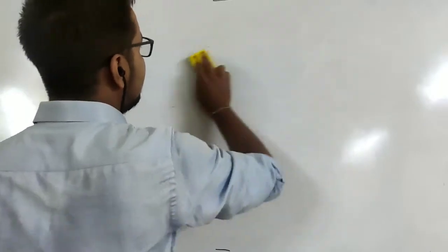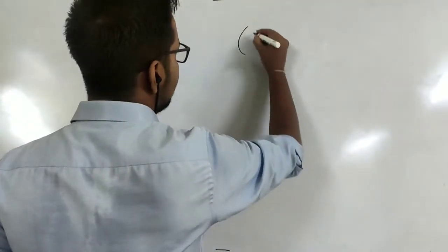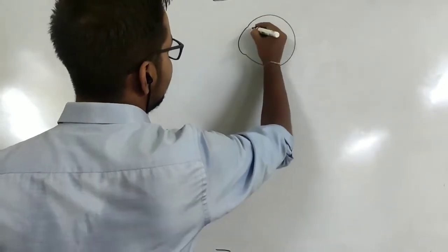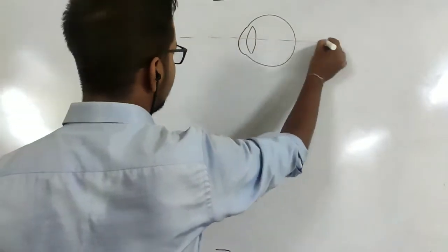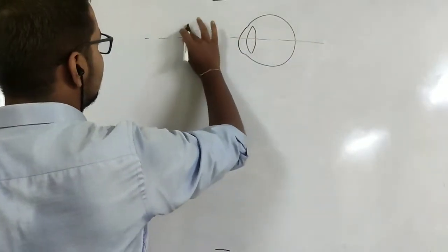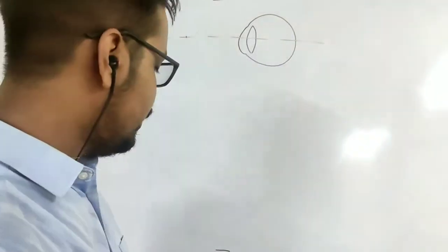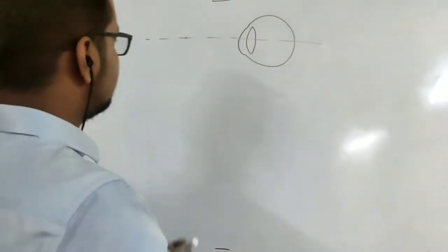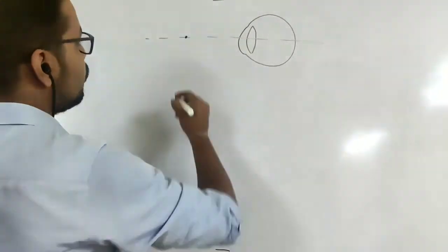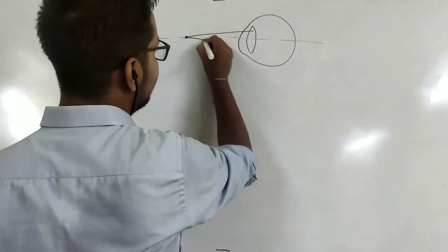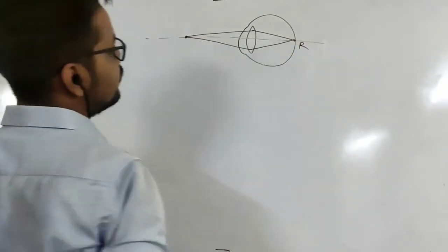So let me draw another image of the eye, a rough diagram, and see what happens. Suppose this is our eye. Well, here is the lens. Again, in case of a normal eye, as we have seen what happens. In this case we will not use a point far away. We will use a point that is closer to the eye. Suppose this is our point where the object is close to the eye. In case of a normal eye, what will happen? The rays of light will come like this. Here is the retina, it will focus exactly at the retina.